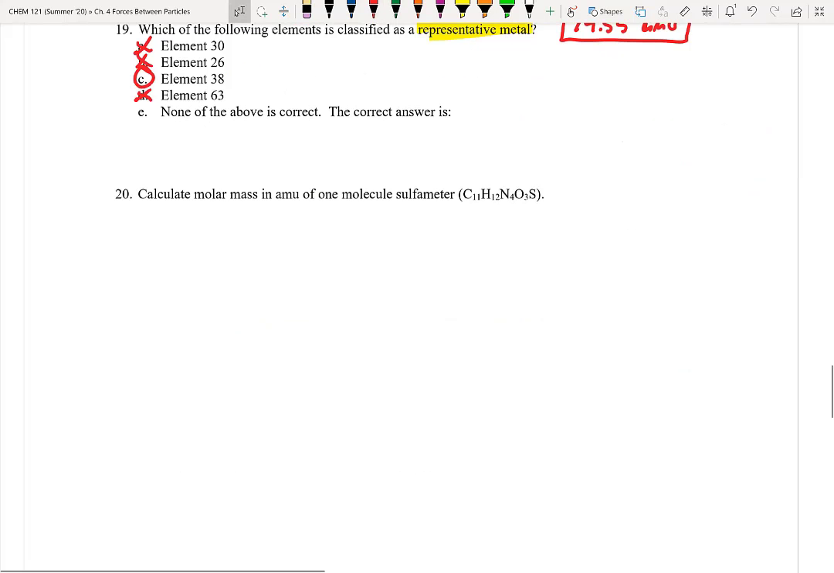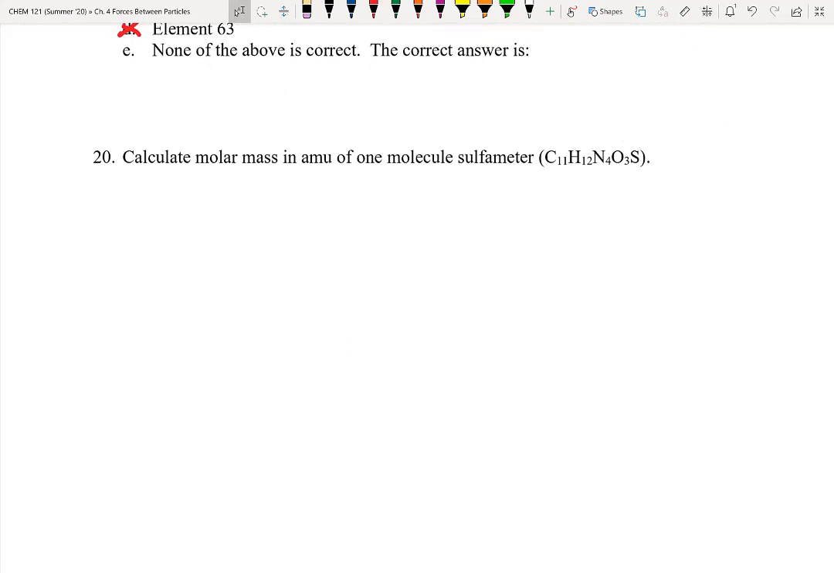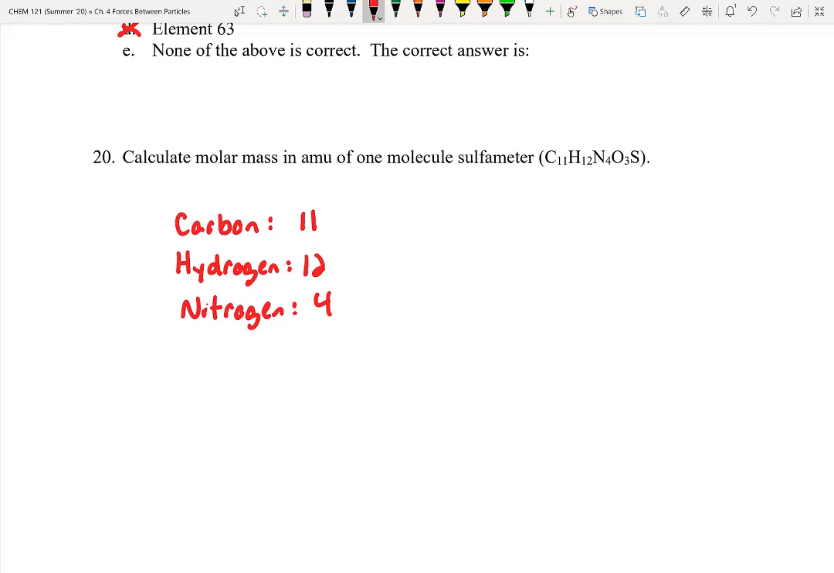All right, number 20, calculate the molar mass of 1 molecule of sulfameter. This one's going to be similar to what we did in the previous problem, but they've already given us the formula. So let's go ahead and list all of the element types in here. We've got carbon, 11 of those. Hydrogen, it looks like I've got 12 of those. Then nitrogen, got 4. Oxygen, I've got 3. And then sulfur, I've got 1. So that's the number of atoms for each, but we need to multiply them each by their atomic weights on the periodic table.